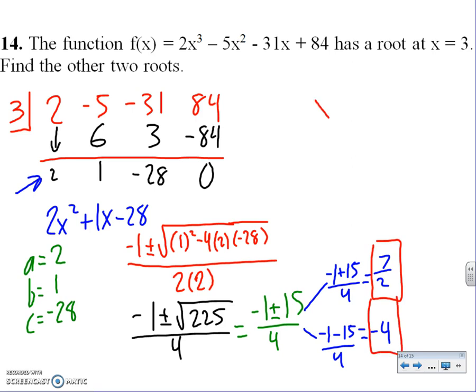All right, so we know there are three roots here. X equals, the original root is 3. We found 7 over 2, and we found negative 4. All right, those are all our roots. All right, and that's the whole test.